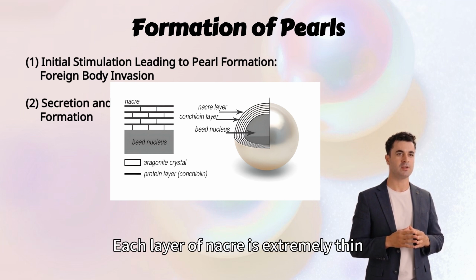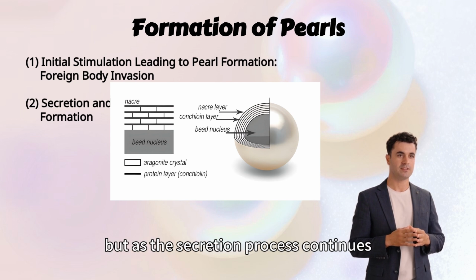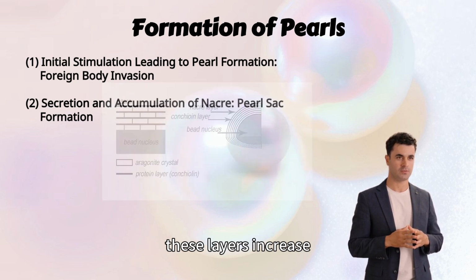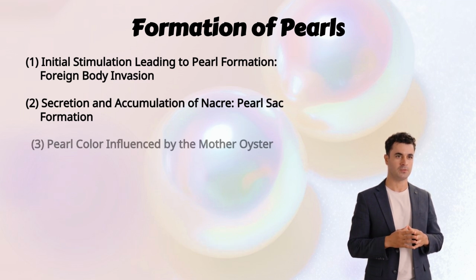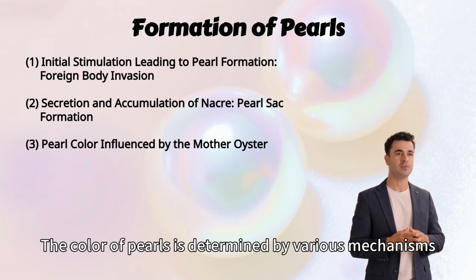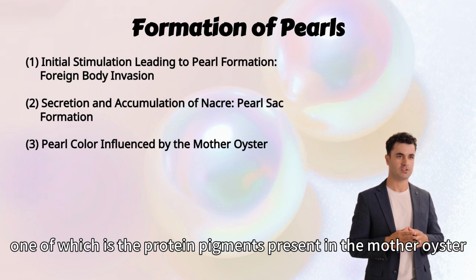Each layer of nacre is extremely thin, but as the secretion process continues, these layers increase, gradually making the pearl larger and more solid. The color of pearls is determined by various mechanisms, one of which is the protein pigments present in the mother oyster.